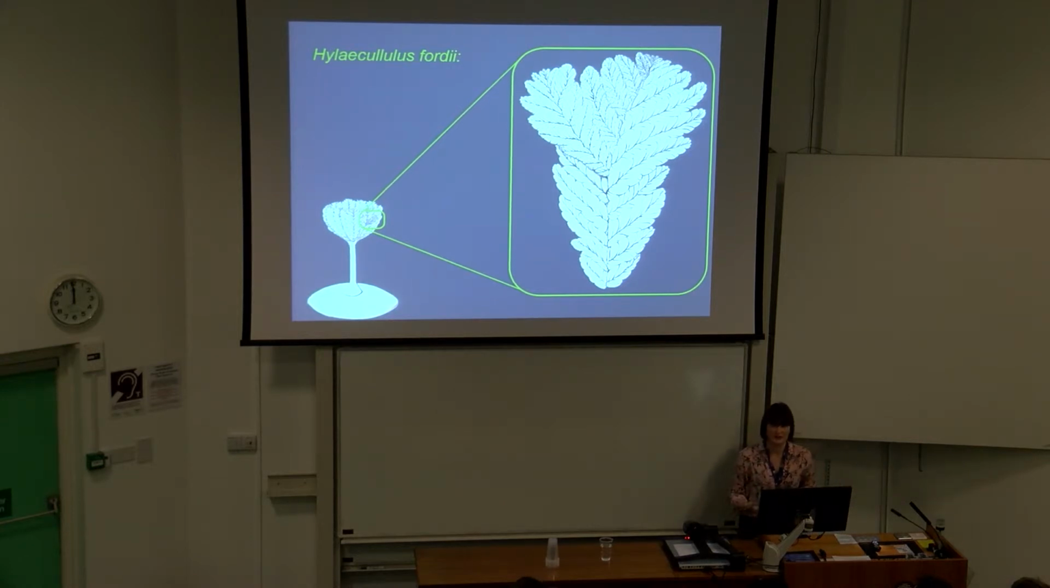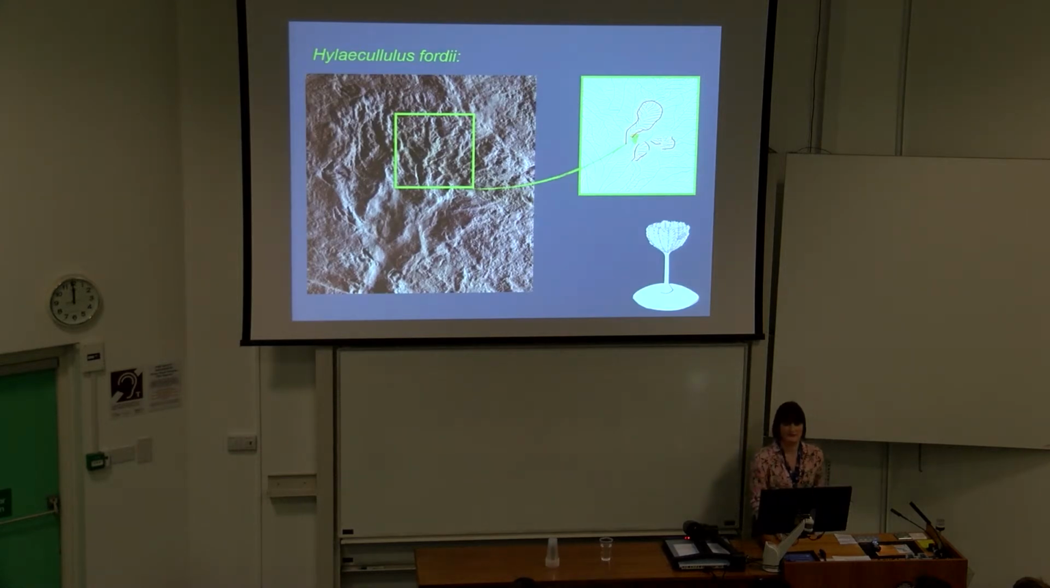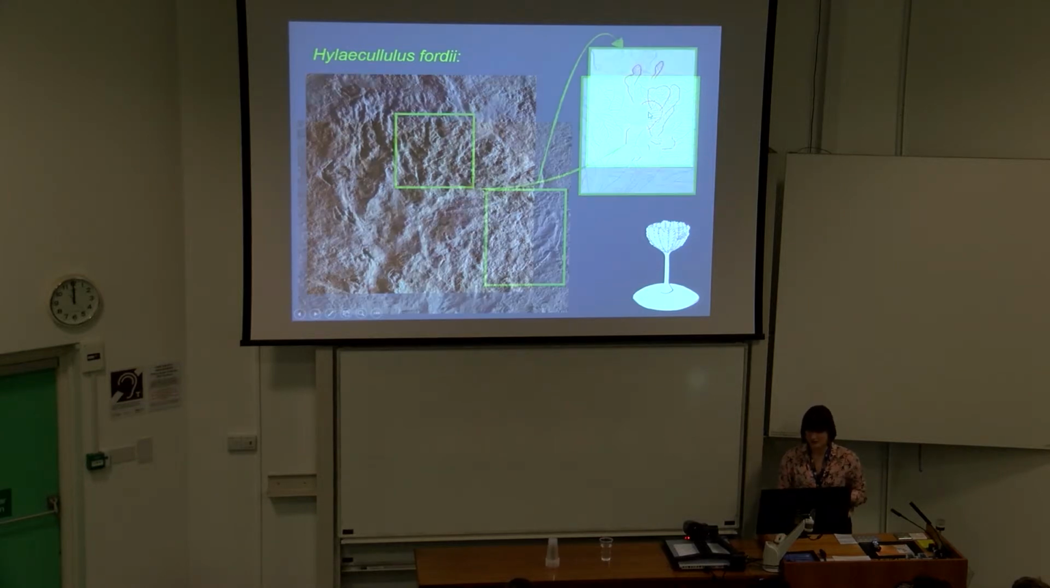And this is something that's long been expected but hasn't been previously demonstrated. So this is a specimen of Hylocolulus. So you can see the stalk here, and this is the crown, and this is an outline of what's going on in here. So this branch here is this one here, and this is an eccentric branch.